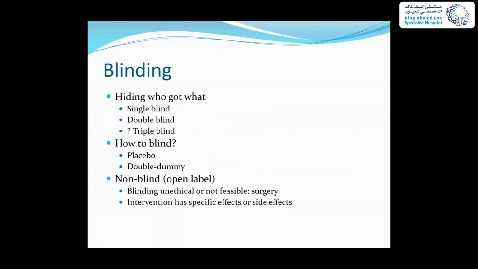Blinding is really important, and the most used one is double blind, where neither the investigator nor the patient knows to which group the patient belongs. And sometimes we are forced to, or we cannot really use double blinding, and we run what is called open label, because blinding could be unethical or not feasible as in the surgery field.